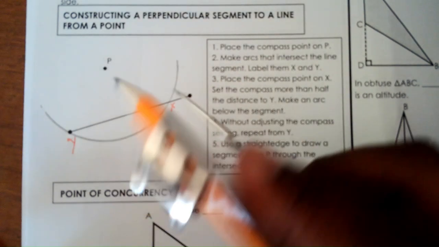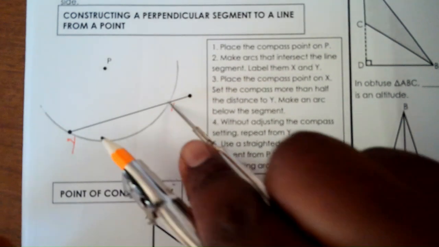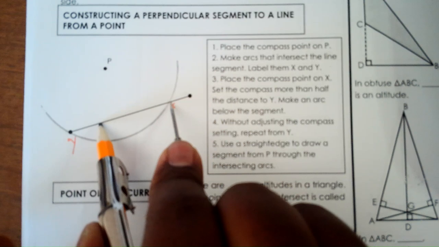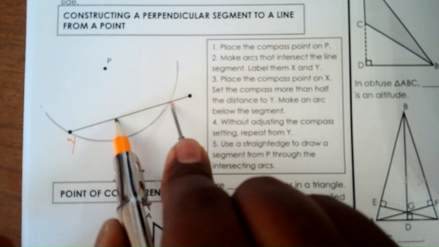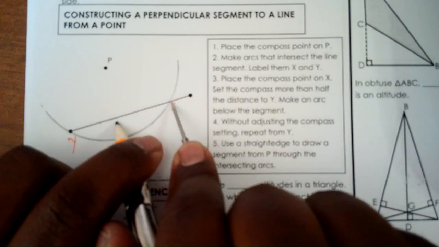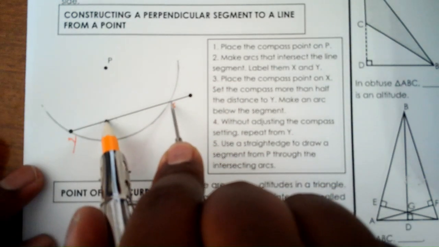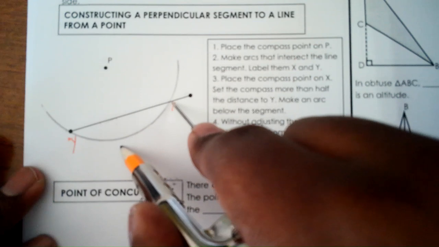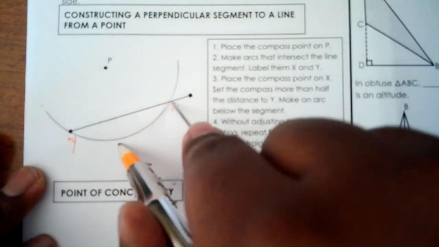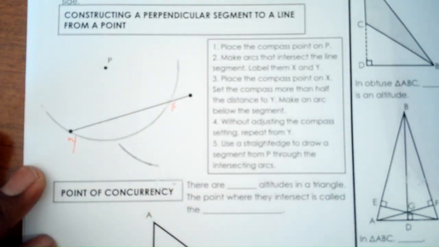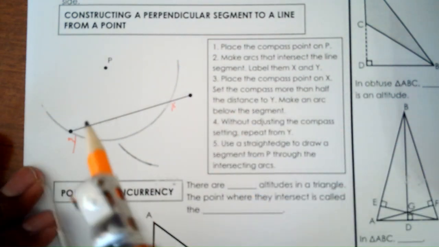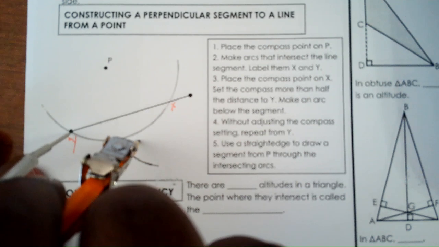So here's X. I want this to be more than half the line, so this is fine. If I wanted to make it smaller, it should be okay, but I'm going to stick with this. So I'm going to make an arc below the segment, so it's going to be down here. Now, without adjusting our compass, we're going to come over to Y and repeat the same thing that we just did. So here's Y.